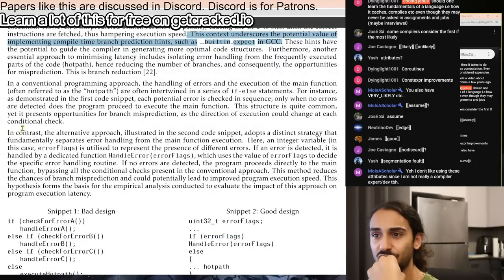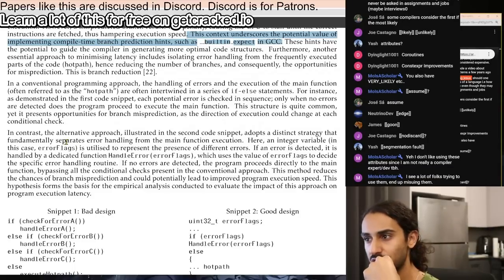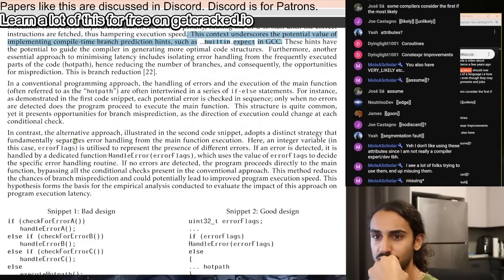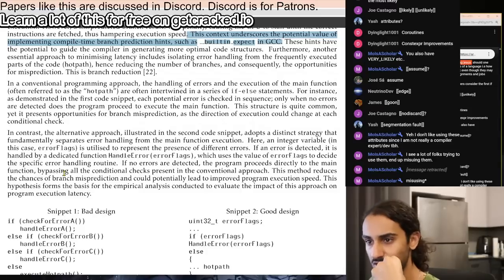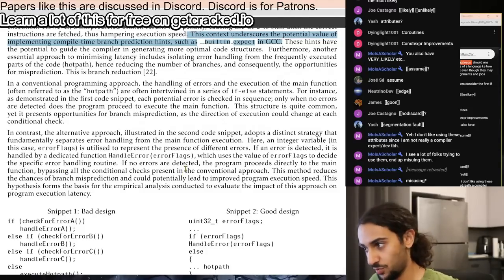In contrast, the alternative approach illustrated in the second code snippet adopts a distinct strategy that fundamentally separates error handling from the main function execution. Here, integer variables, in the case of error flags, are utilized to represent the presence of different errors. If an error is detected, it is handled by a dedicated function, handle error, which uses the value of the error flags to decide the specific error handling routine. If no errors are detected, the program proceeds directly into the main function by bypassing all conditional checks. This removes checks present in the conventional approach.